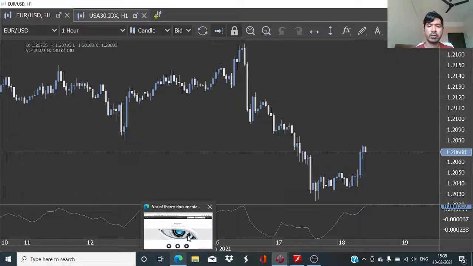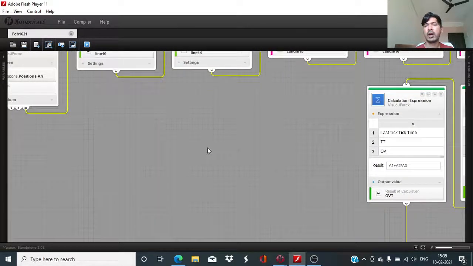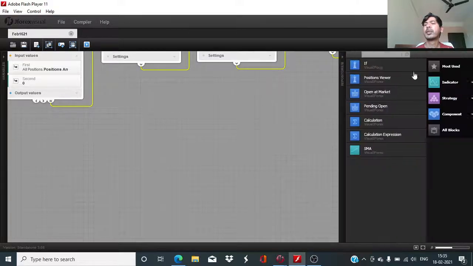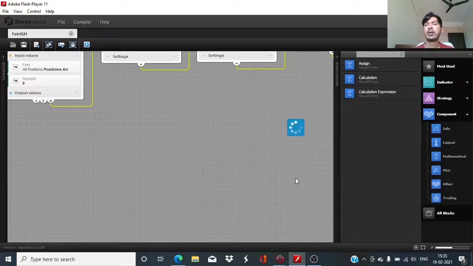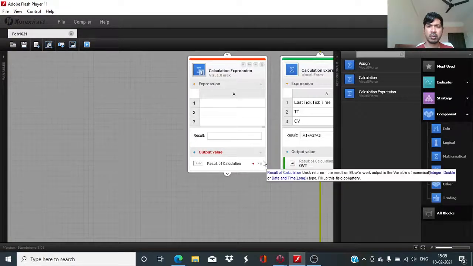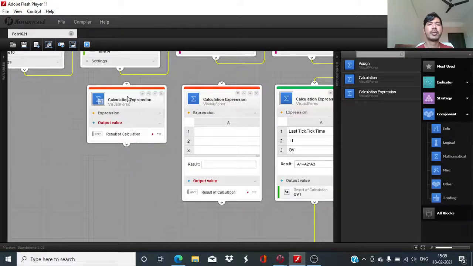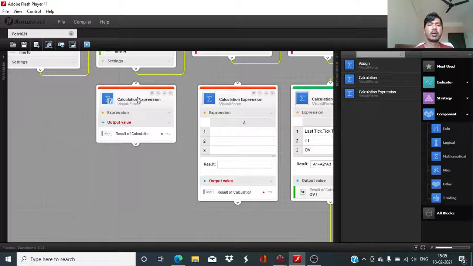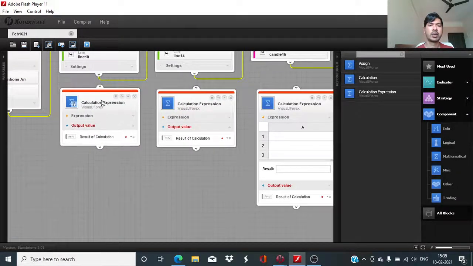So now we head back to the Visual Jforex board, and we will now need to define the difference. For that I will have to take mathematical components, calculation expression, and for the limit order I will have to do further calculations.